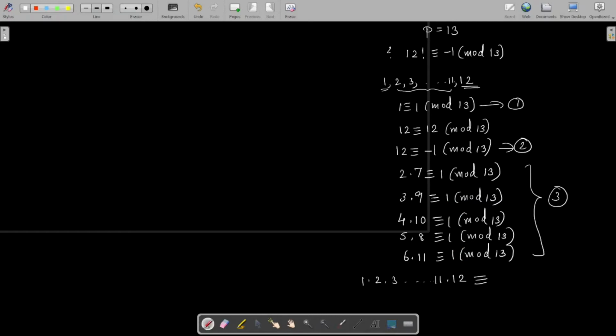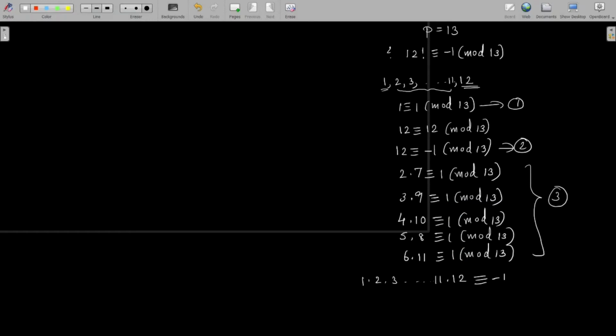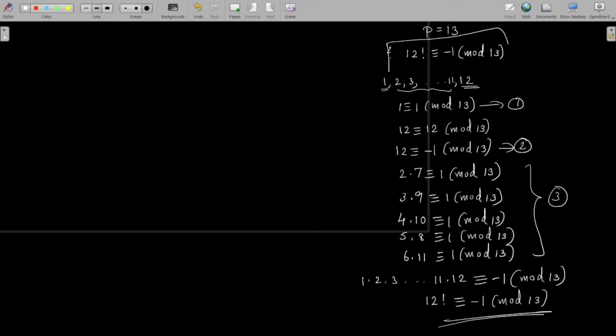So we have 1 into 2 into etc. into 11 is congruent to minus 1 mod 13. And 1 into 2 into etc. 12 is 12 factorial, which is congruent to minus 1 mod 13. So this is the result in Wilson's theorem.